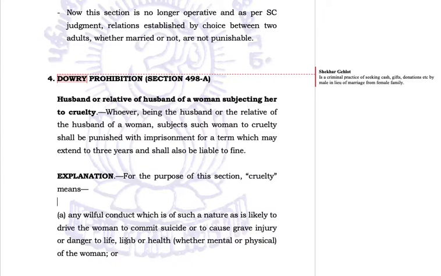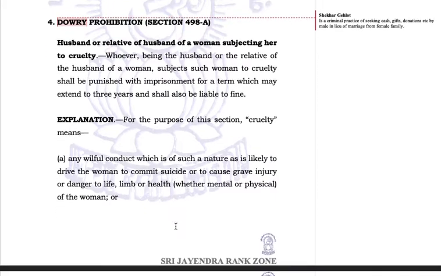Suppose she is upset with you people and she jumps from the roof. She didn't die, but she has caused grave injuries to herself because she has survived. Or she is causing danger to her life, limb, or health, whether mental or physical. Whether there is mental pressure on the woman, the woman is being driven to depression because you people, or the husband's family, are constantly punishing her and treating her with cruelty for demanding dowry. Okay, this is what the law says cruelty is.